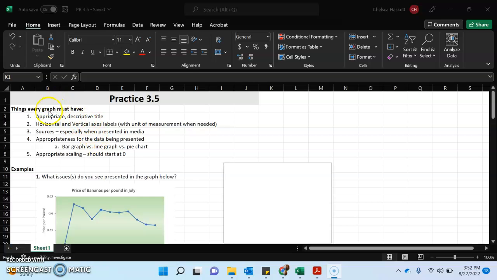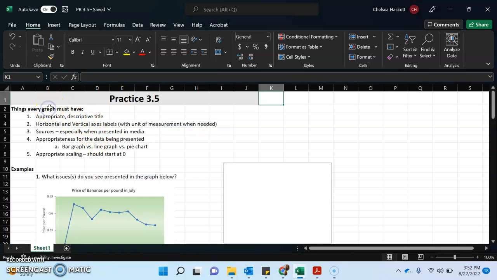Right, today we're going to talk about 3.5 practice, things every graph must have. This is basically talking about what a graph needs to look like. It needs an appropriate descriptive title, the horizontal and vertical axes labeled, with the units of measurement when needed, depending on if it's measuring by dollars or cents or whatever.